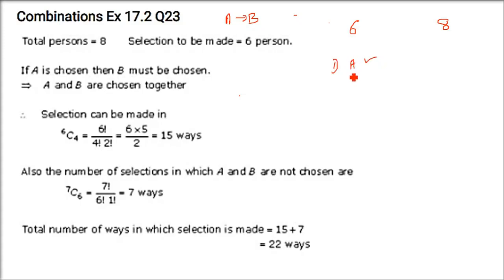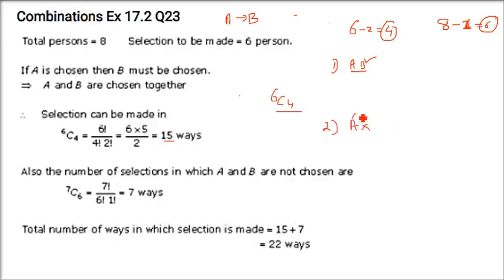First case is you select A. If you select A, you have to have B. So that means now you remove 2 from here, A and B removed. So 6 options remain, and from the 6 you have to select 4 because A and B are already included. So you have 6C4. This is the first one. 15 ways are there.